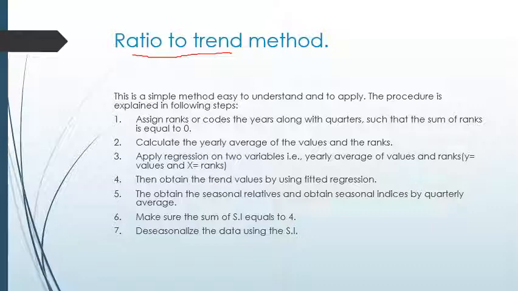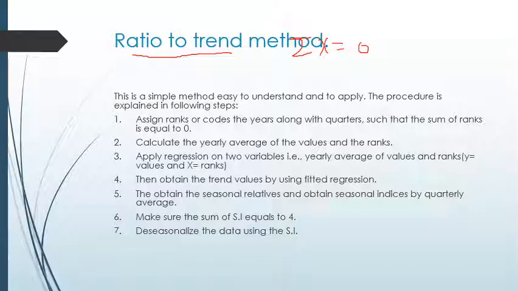Now, assign the ranks or codes to the years along with the quarters such that the sum of the ranks should be equal to 0. That is, summation xi should be equal to 0. This will make our calculation easy.